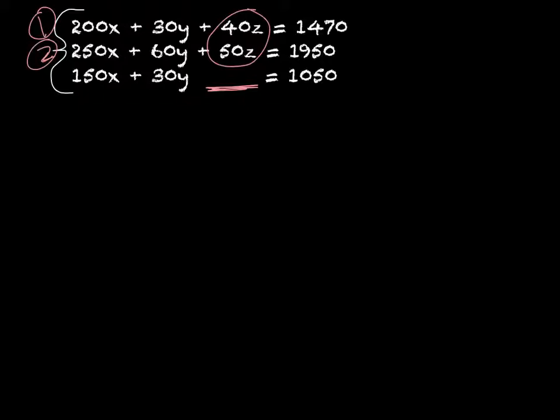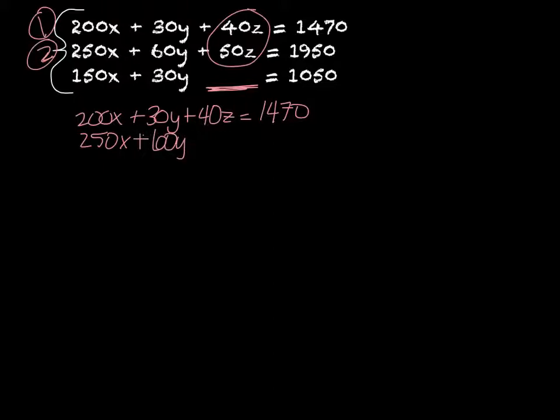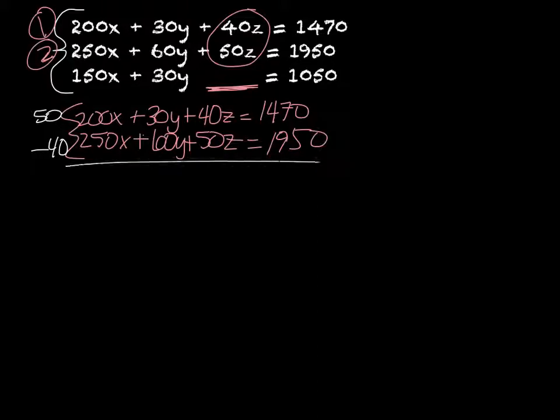Okay, so that's 200x plus 30y plus 40z equals 1470, and 250x plus 60y plus 50z equals 1950. And then I need to multiply the top by something and the bottom by something. So let's multiply the top by 50, the bottom by negative 40. Doesn't really matter which one's negative, but one of them's got to be negative. And then we just multiply.